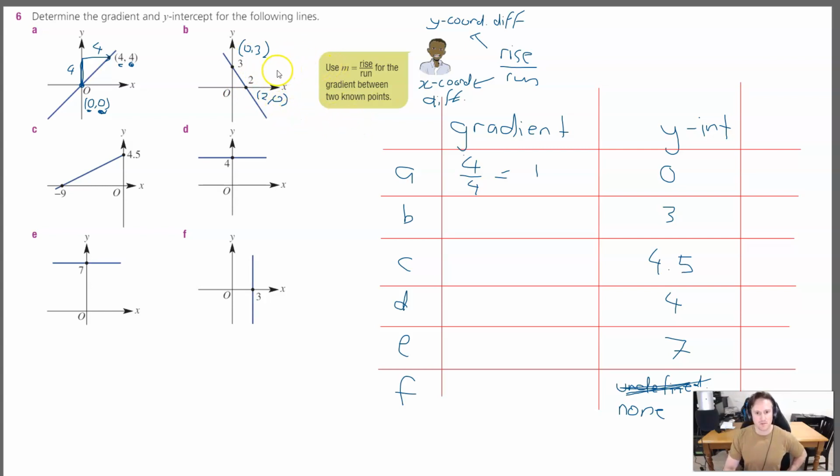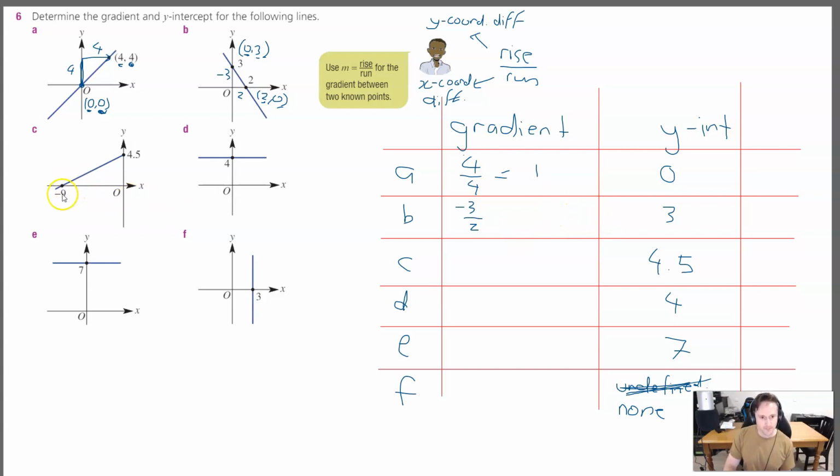So if we do our rise over run here, going from 3 to 0, the difference between that is going to be our rise. And you can kind of see it's a negative slope. So you know it's going to be a negative number. So that's going to be a negative 3. And then the run is going to be the difference from 0 to 2. So going from 0 to 2 is 2. So the gradient for this one is going to be negative 3 over 2.